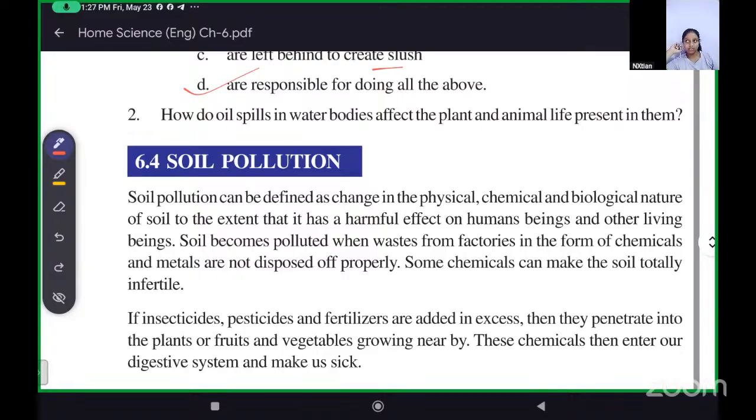Then next we have soil pollution. We did water pollution. Have you seen water pollution nearby, any water body where you've actually seen these happening? People throwing stuff, factory pipes going into water bodies, or bathing of animals in the water.